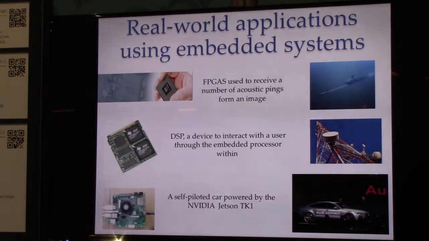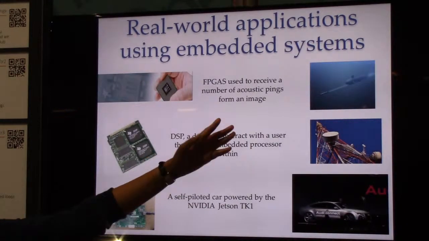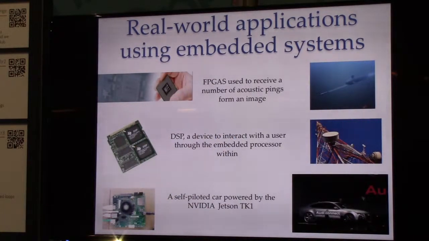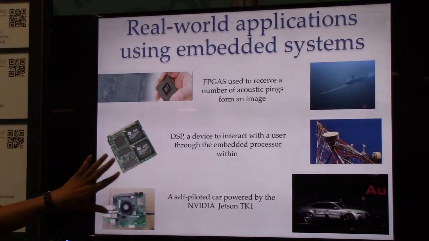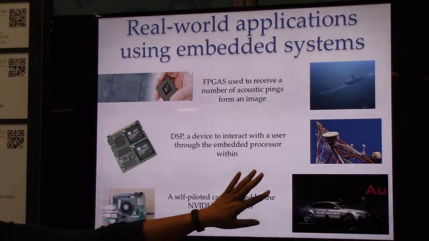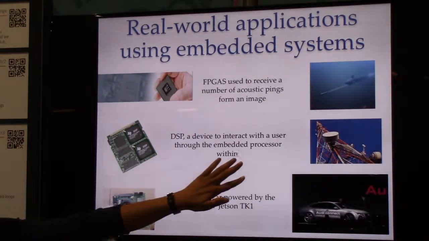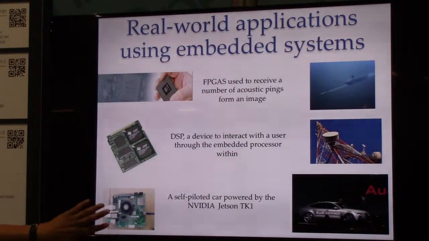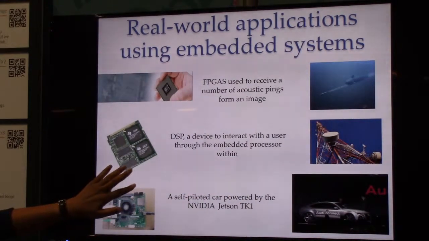Okay, so that's just to give you a perspective of where embedded systems are being used. All these are borrowed images from everywhere on the web. This is an FPGA being used to receive acoustic pings from an image, so that's sonar systems there. And this is a DSP system, which is typically used in cell towers to handle all our transmitters, all our calls and all those things.